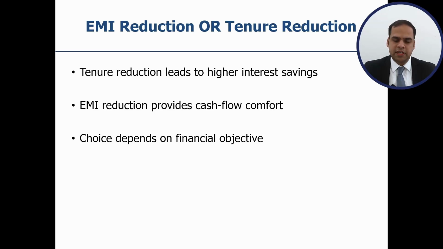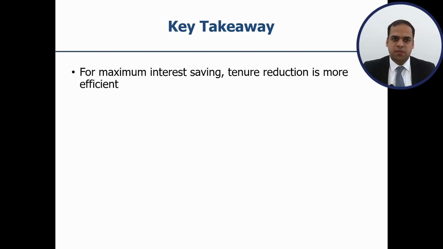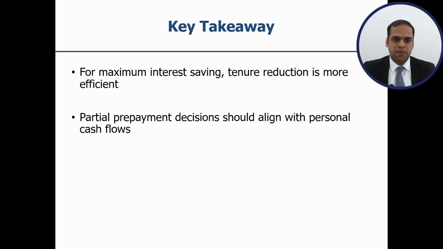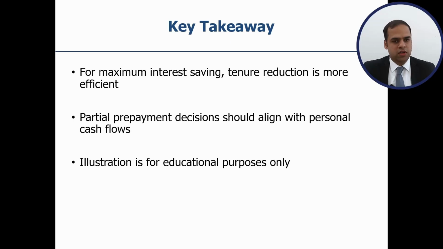If your financial objective is to have a leaner cash outflow, then you can think about EMI reduction. If your goal or financial objective is to pay lower interest and prepay as soon as possible and get the tenure benefit as well, then you can think about tenure reduction. Key takeaway: for maximum interest saving, tenure reduction is more efficient. Partial prepayment decision should align with personal cash flows. Illustration is for educational purpose only.